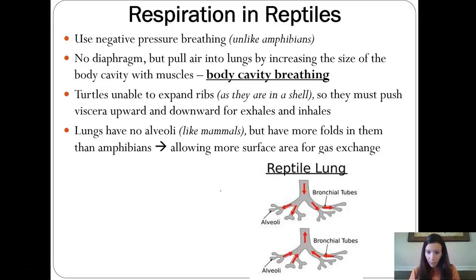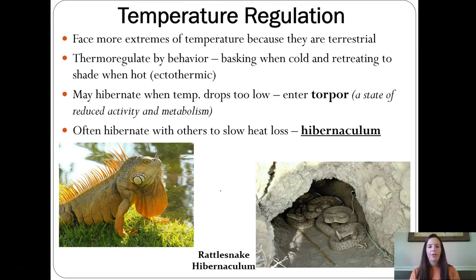In terms of respiration, reptiles use negative pressure breathing, and they do something called body cavity breathing. They don't have a diaphragm like we do, so they pull air into their lungs and use their body cavity to push air in and out. They also have no alveoli like mammals, but they have more folds, which allows for more surface area.